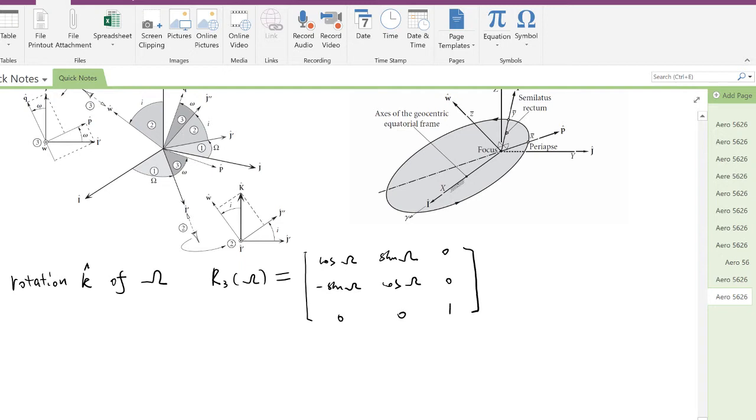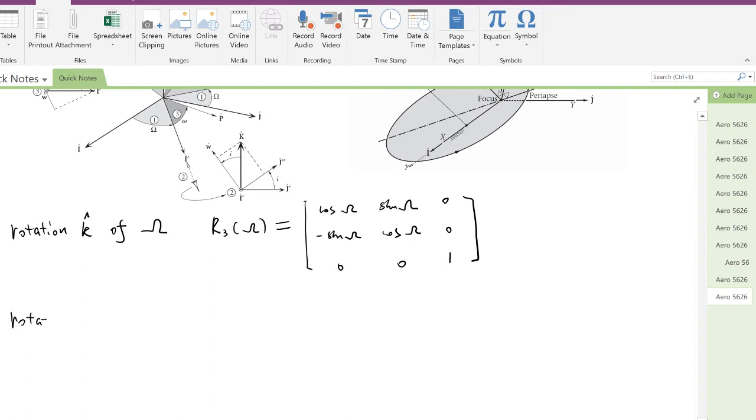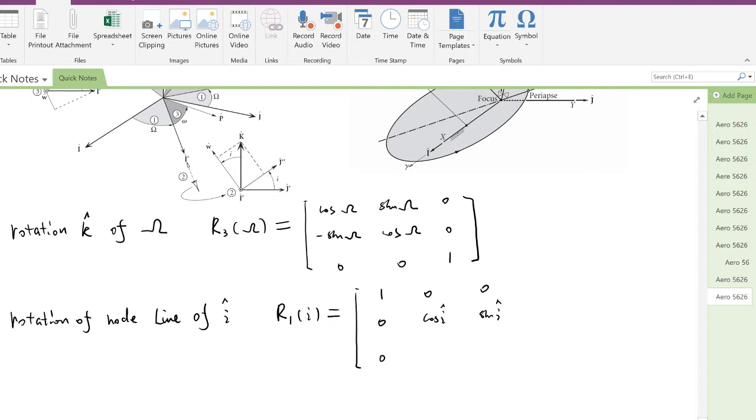Next, the second rotation is around the node line, I prime, through the angle I. Since it's a rotation about I, we use R1 of I. That's equivalent to 1, 0, 0; 0, cosine I, sine I; 0, negative sine I, cosine I.